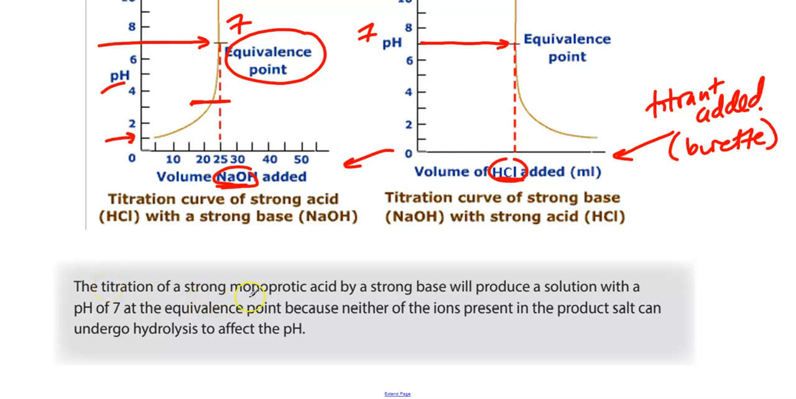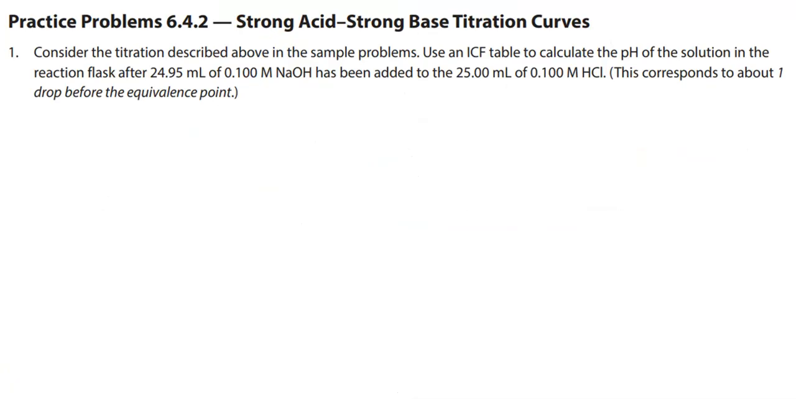The titration of a strong monoprotic acid with a strong base will produce a solution at the pH of 7 at the equivalence point, right? That's because the ions that are produced are not undergoing hydrolysis. There's no equilibrium happening here. So the first couple of questions that we're doing for the practice problem are all strong acid, strong base problems, okay? So they're pretty straightforward with things we've already been looking at.